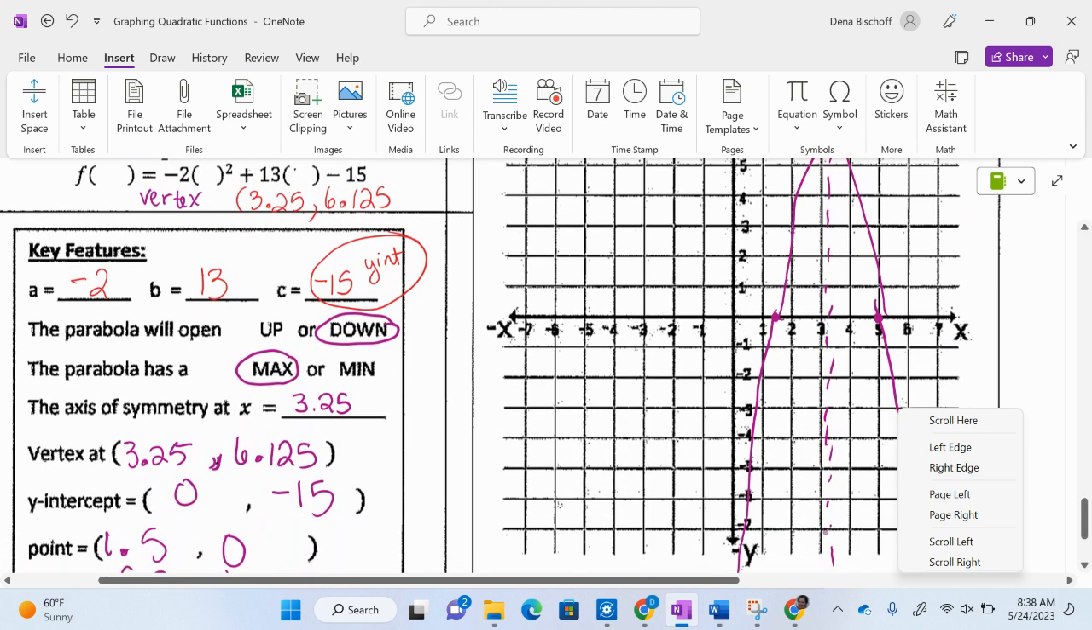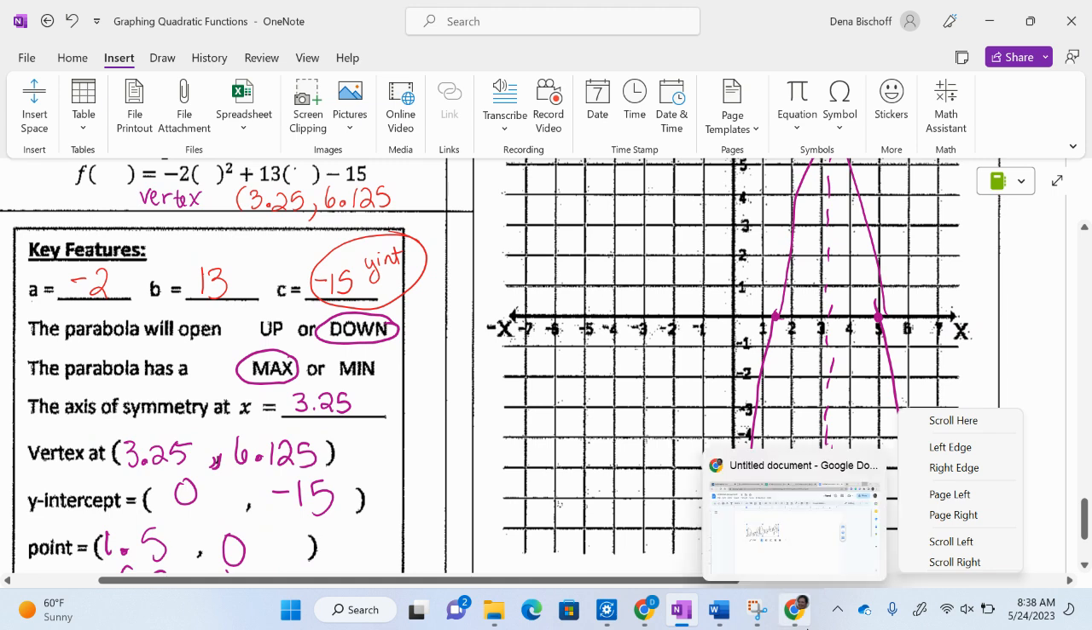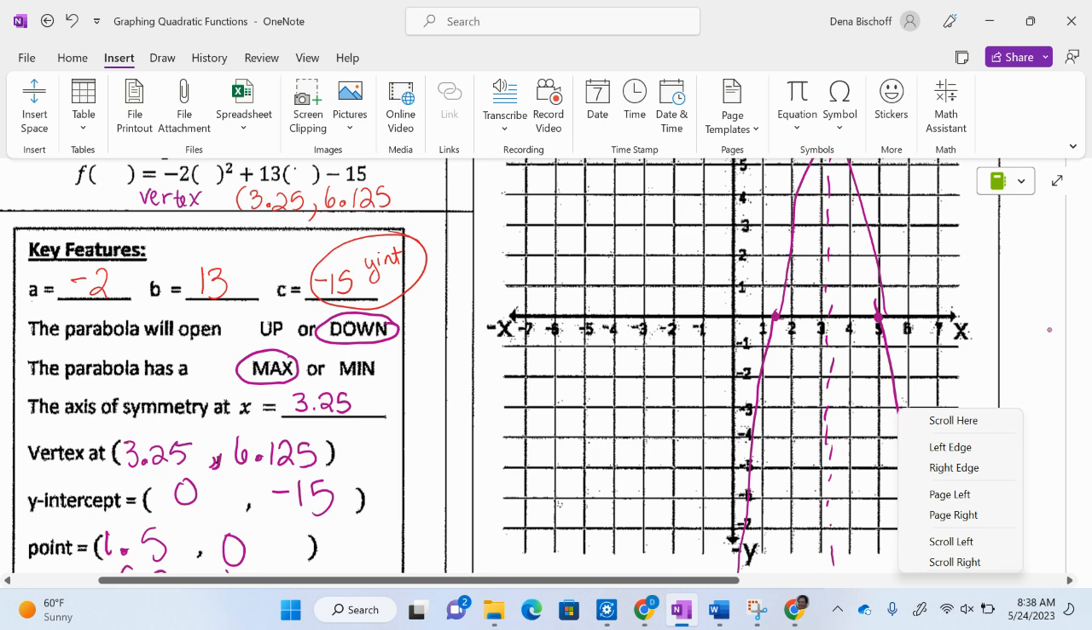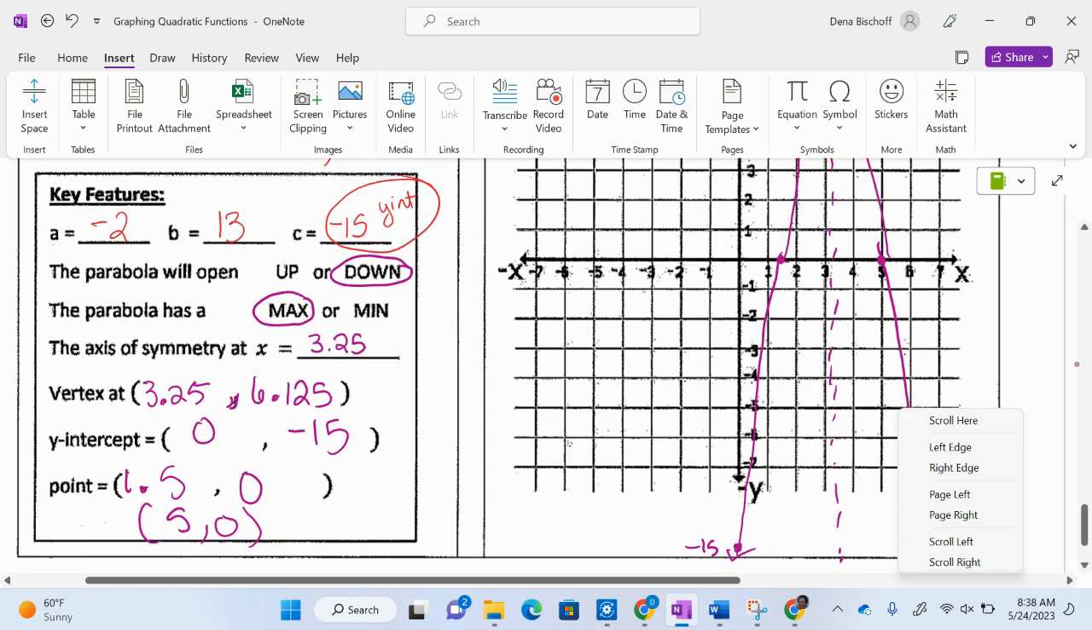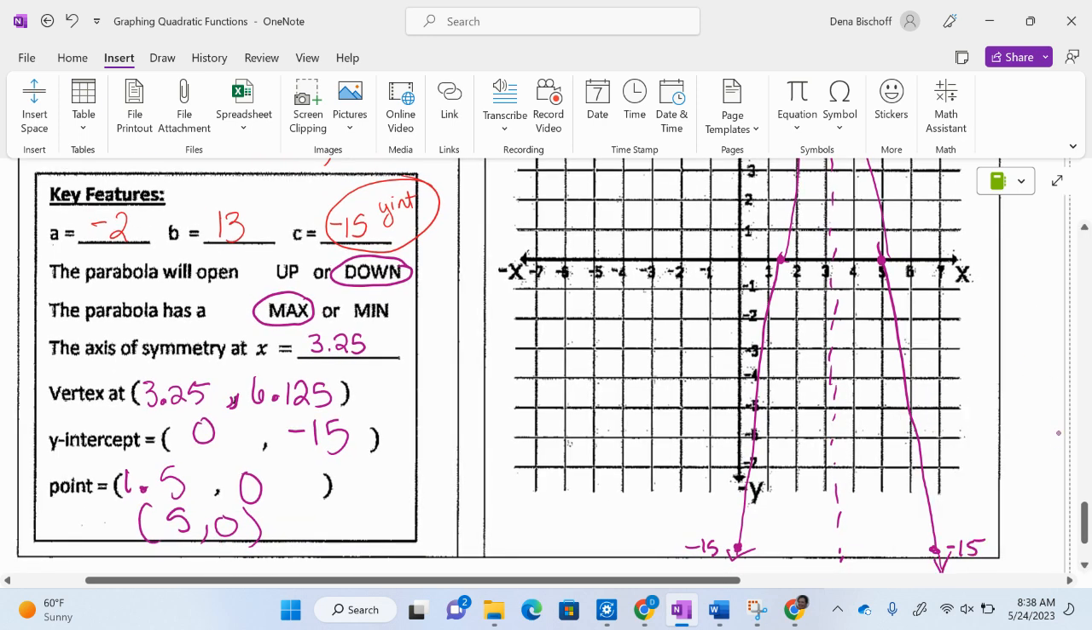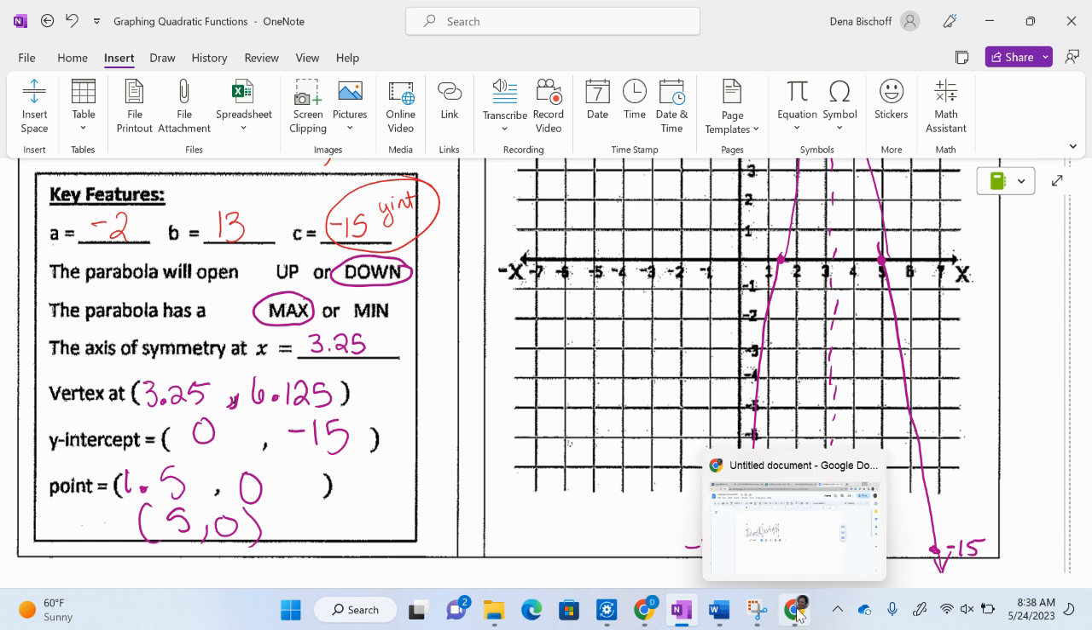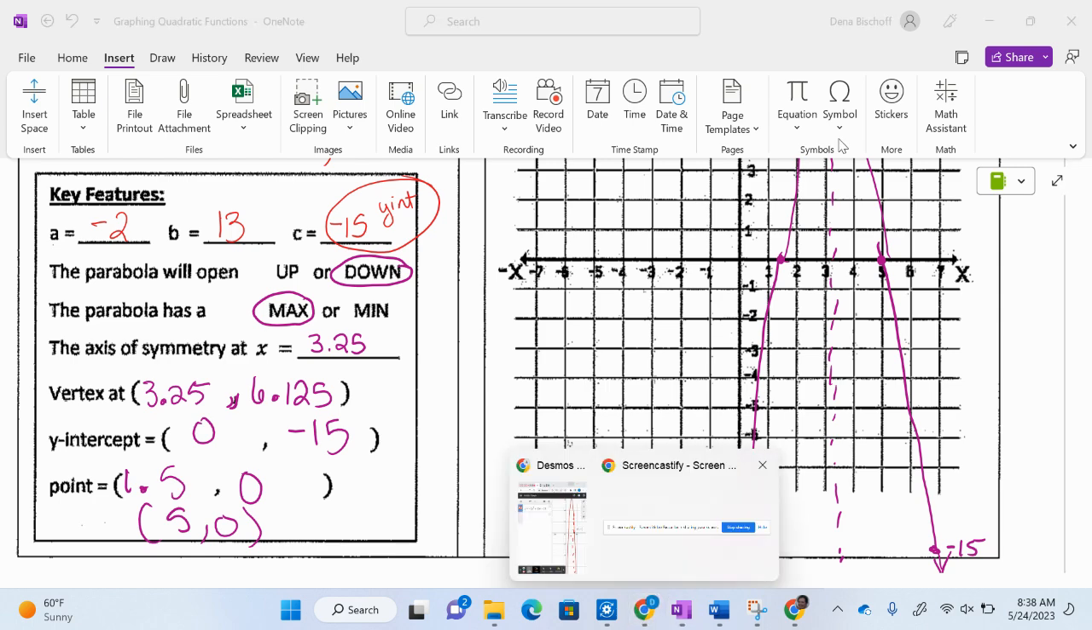Okay. Thoughts? Okay, I'm going to freeze the screen so you can look at that while I try to find our little video maker. See if it's still working.